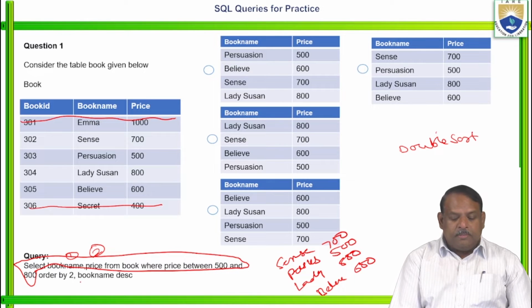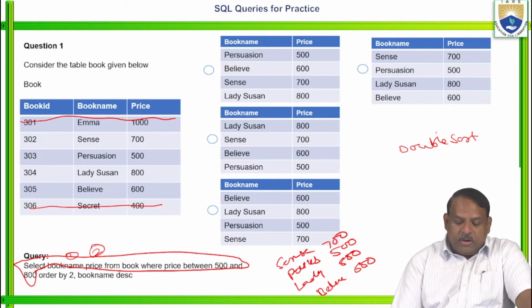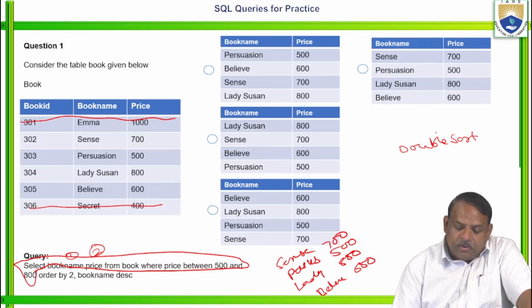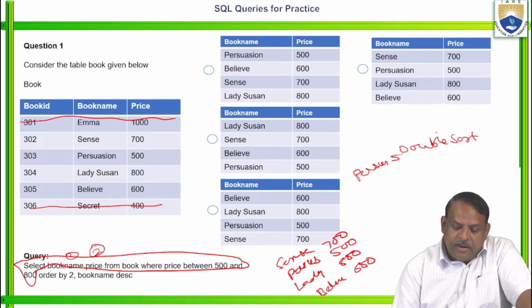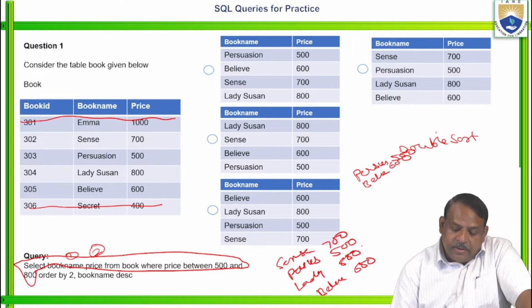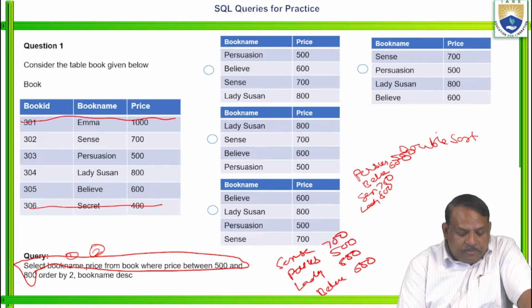Ascending or descending, but by default it is ascending. So we need to sort this data by ascending. So we are going to get persuasion 500, then belief 600, then sense is 700, and lady in 800. So we have sorted based on the first. We are finished on the first sort.